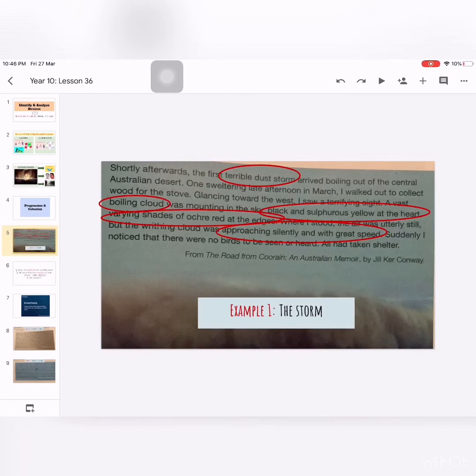Example number 1 is the storm. So the storm over here is being described as a terrible dust storm, and continues with boiling clouds, black and sulfurous yellow with heart varying shades of ochre red. And every description over here somehow equates to unsettling feelings. When you read it, you cannot stay put. You feel uneasy, you just feel like something is wrong.